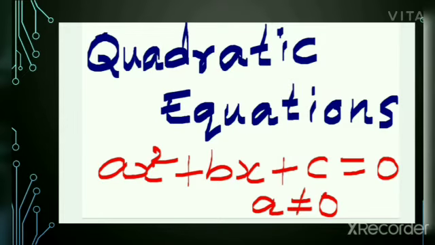What is a quadratic equation? The equation in the form of ax square plus bx plus c equal to 0, and a is not equal to 0, is called a quadratic equation.